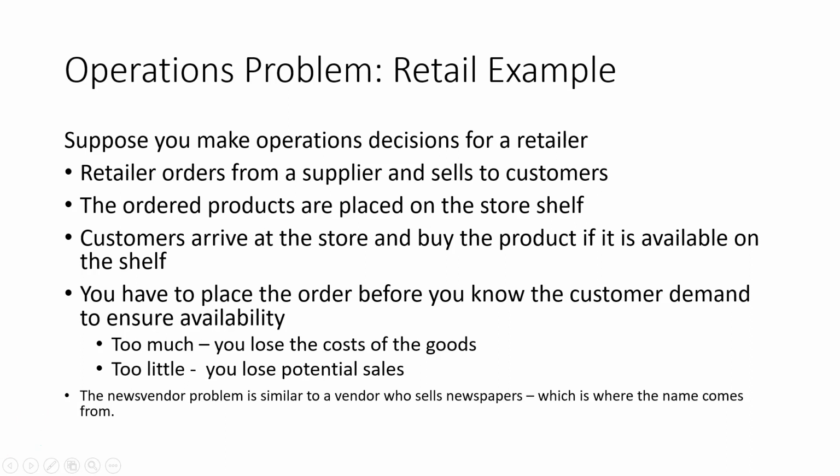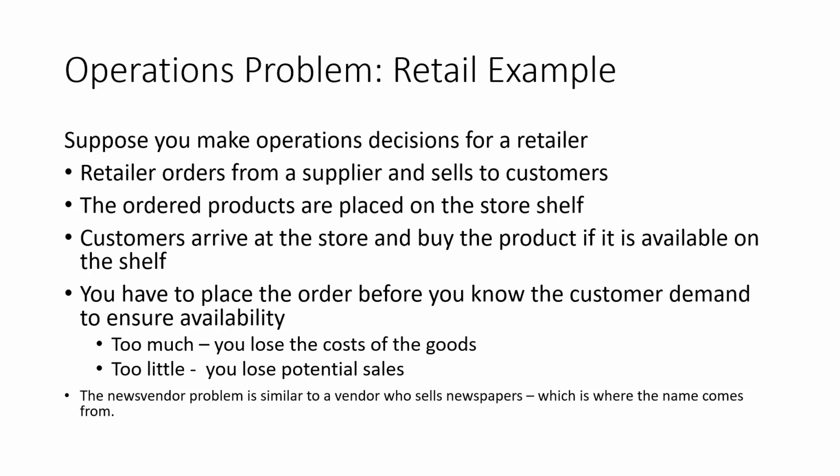So this is a really common issue, and a good example of this, maybe a little bit more detail, is if you were in charge of operations for a retailer. And so suppose you make operations decisions for a retailer, the retailer, you order from a supplier and you sell that product to customers. So when you order from the supplier, maybe you pay $3 for the product, and that is your wholesale cost. And you turn around and you sell that product to customers for $10.